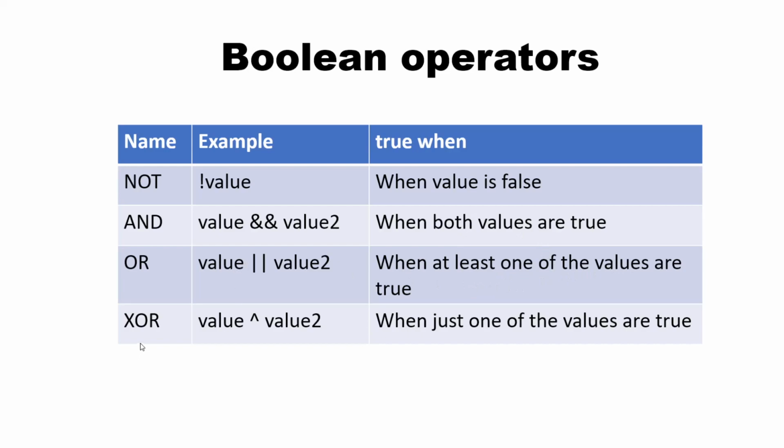Then we have the XOR, which might be a bit more confusing, but it's simply true when the values are opposite of each other. So true XOR false would be true because they are different, but true XOR true would be false because they're the same, and false XOR false would be false because they're also the same. So now we'll go into IntelliJ and do some examples in code.